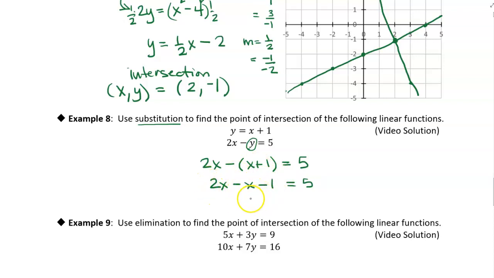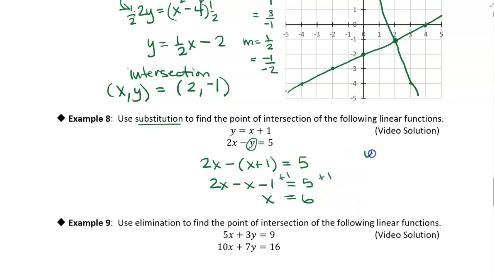2x minus x is x. And then I can add 1 to both sides, right? So I'll just add 1 to both sides. So I get x equals 6. All right. Now, we're not done yet, because we want to find the point, and a point has an x and a y coordinate.